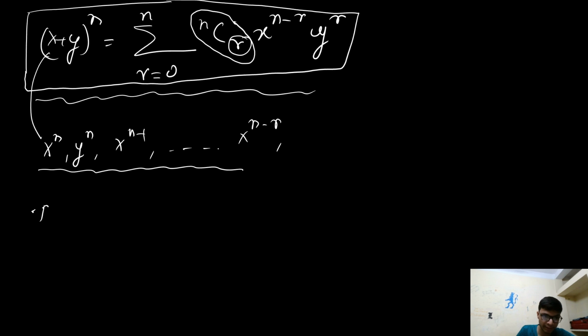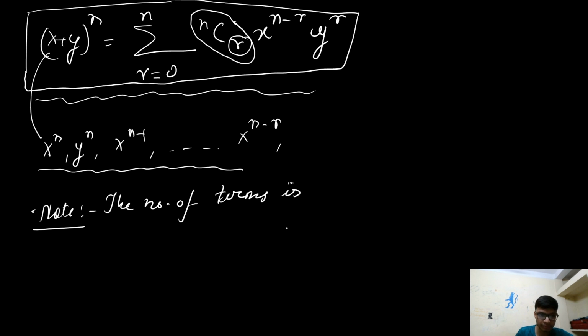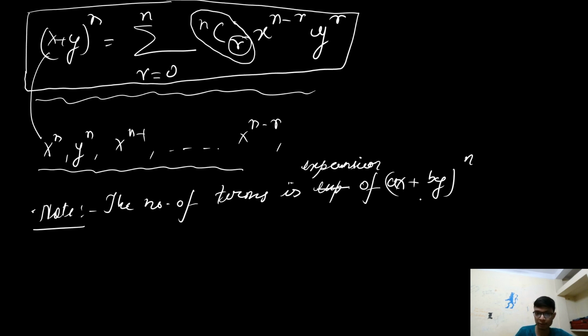So some general notes, the important notes that I will be taking up. The first important note you have to remember is that the number of terms in the expansion of, for example, a binomial expression (ax + by)^n — if you ask what is the total number of terms in this particular expansion, then you will say that it will have n + 1 terms.